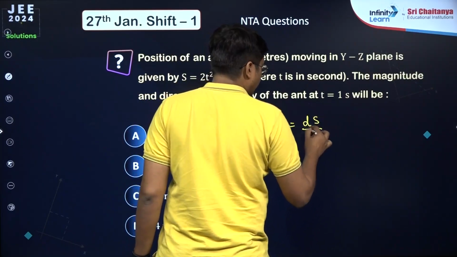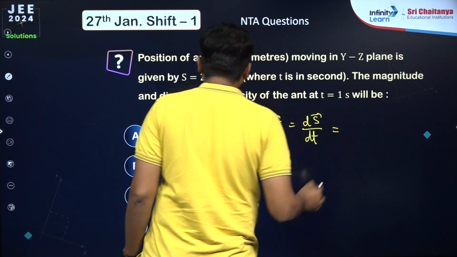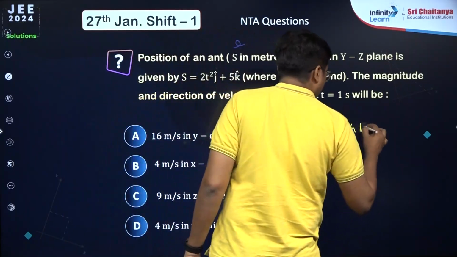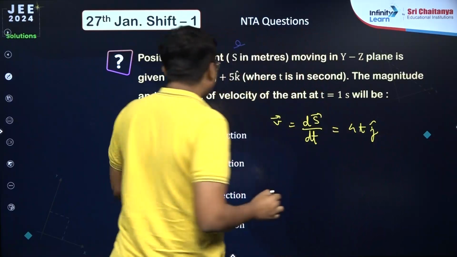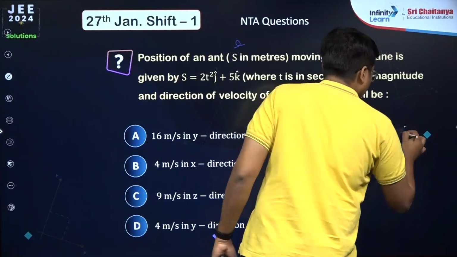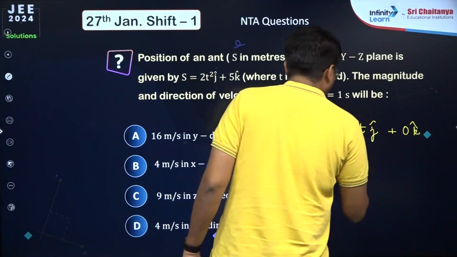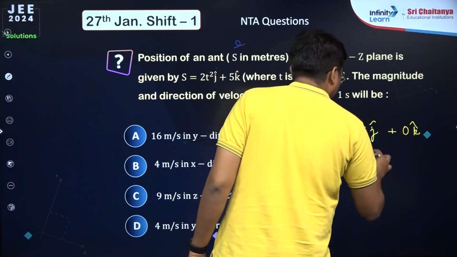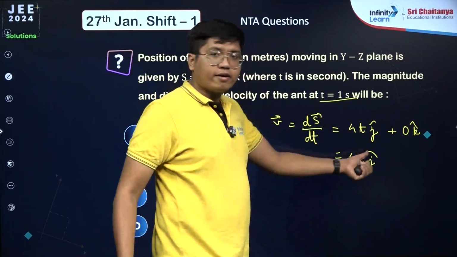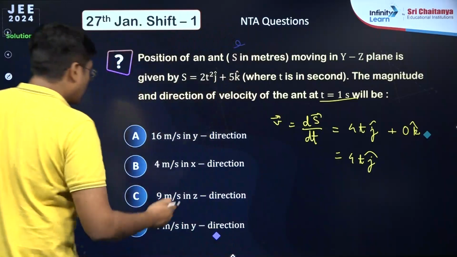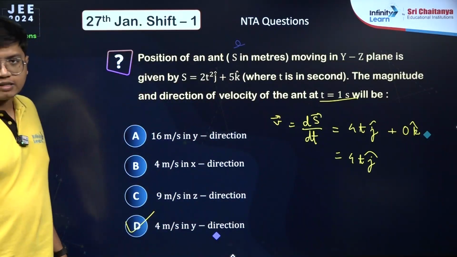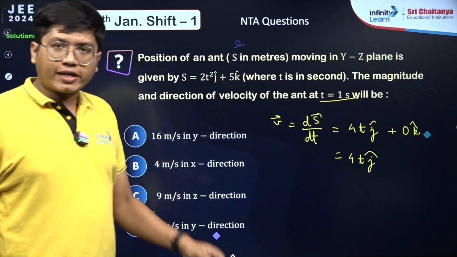Velocity vector is ds dt vector. If you differentiate this, 2t square is going to give you a 4t j cap plus this is a constant, so you'll have plus 0k cap. So that is just equal to 4t j cap. At t equal to 1 second, you can put t equal to 1, you get 4 j cap as the answer. So it is 4 meters in the y direction. That is the answer for it. Let's go for the next question.